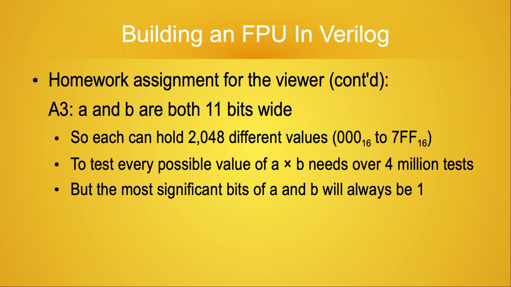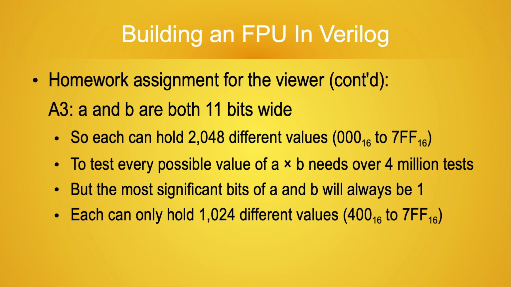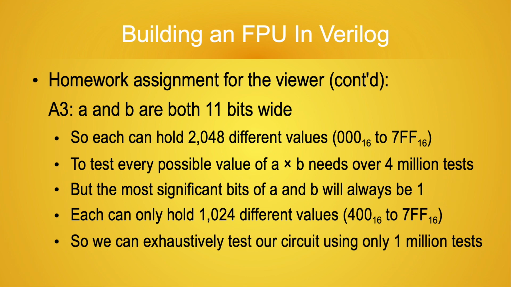But we know that the most significant bits of both A and B are 1. So the actual number of possible A and B values is 1024. This reduces the set of values we need to test to the range of 400 to 7FF hexadecimal. This reduces the number of cases to exhaustively test our multiply circuit by a factor of 4 to about 1 million test cases.